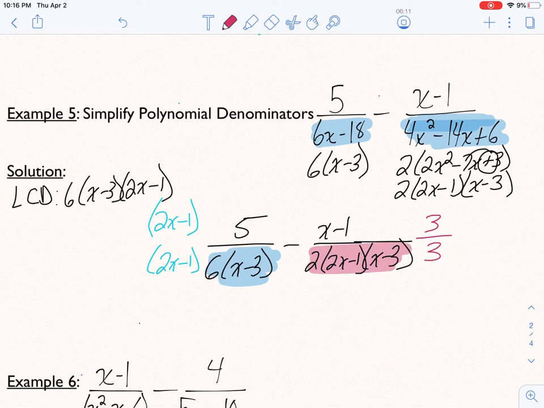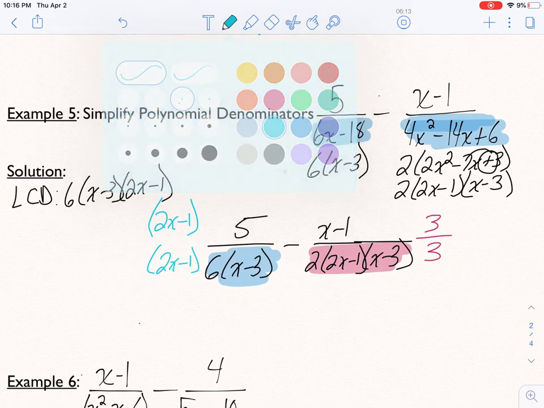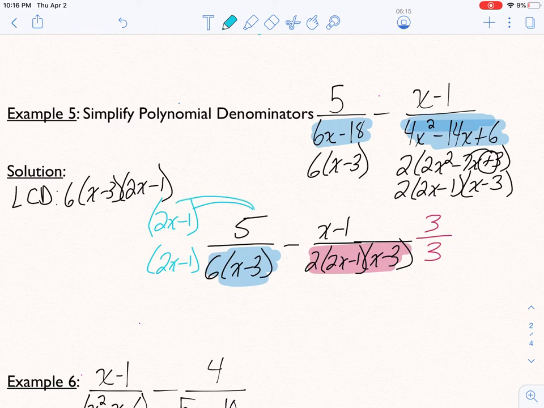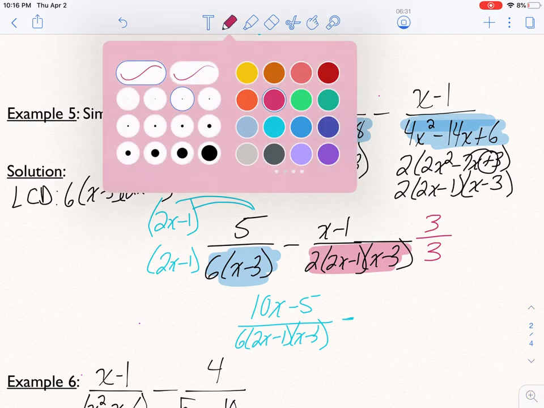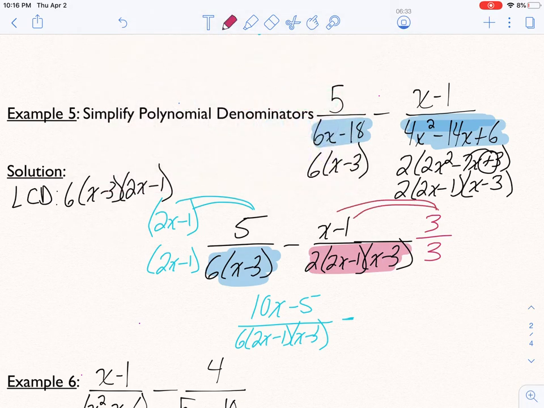So now I can distribute here. So I'm distributing the 5 to the 2x, which gives me 10x. 5 to the negative 1, which gives me negative 5 over 6, 2x minus 1, x minus 3. Minus, again, I'm going to distribute this 3 now to the x and to the negative 1. So 3x minus 3 over 6, 2x minus 1, x minus 3.